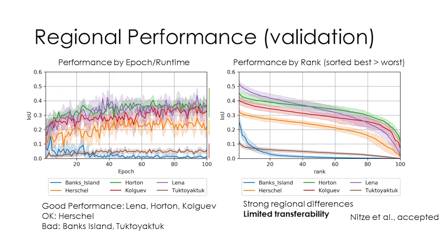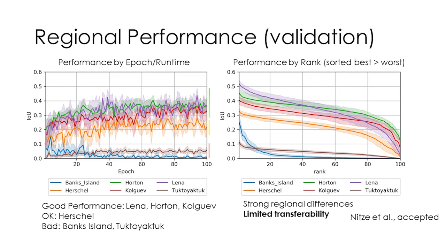Here we have all the models in there per region, be it architecture or encoders. So we have a lot of statistics that go in here. Different colors, you see the regional sets. So the best 3 models, for example, are Horton, Lena, and Kolguyev. So in that region, the models perform quite well.